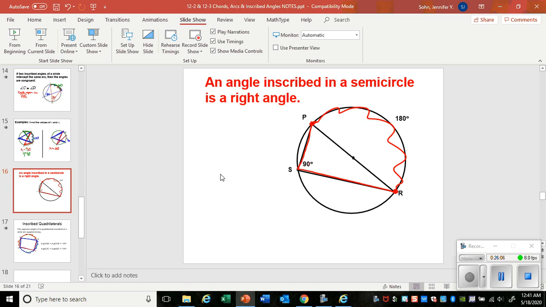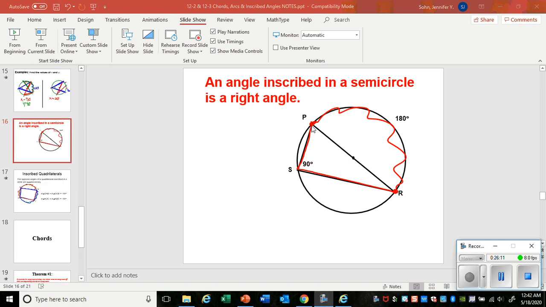An angle inscribed in a semicircle is a right angle. So if you have a semicircle, which is right here, and you make an inscribed angle with the semicircle, it's always going to be 90 degrees. Because half of 360 is 180. The semicircle is exactly half of a circle. Then 180 divided by 2 is 90. So the inscribed angle is always going to be a right angle.